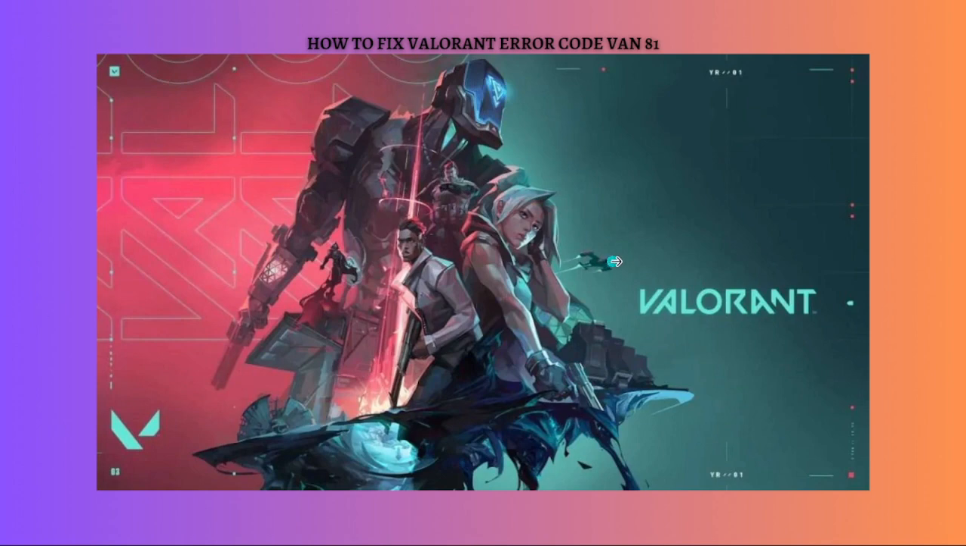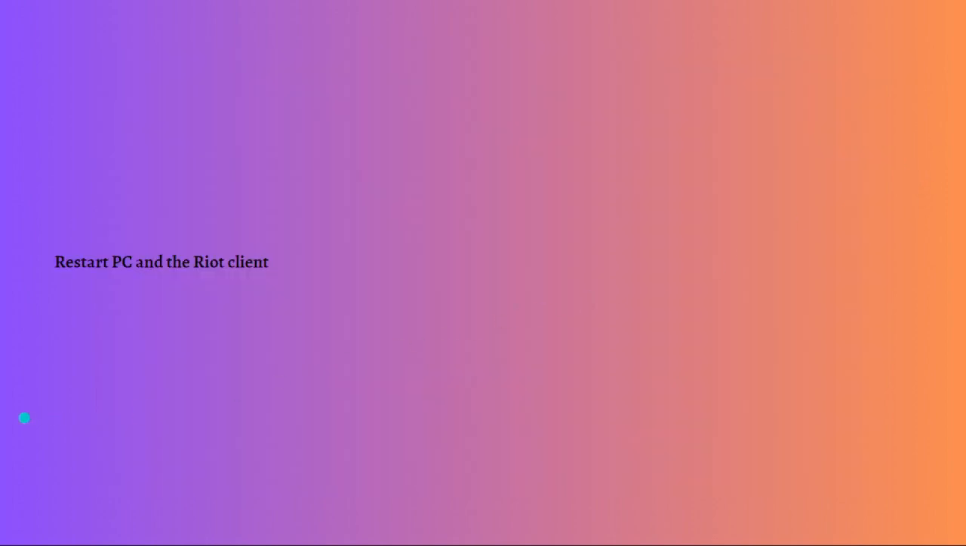So what to do when you get the VAN81 error code in Valorant? So here are the simple steps for solving the error. So first, what you can do is to restart PC and the Riot client. So restarting your PC should restart the Riot client as well. And while this seems like a very basic option or solution, it serves as a refresh for connection to both the Vanguard program and the Valorant.